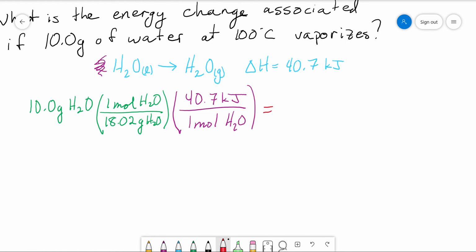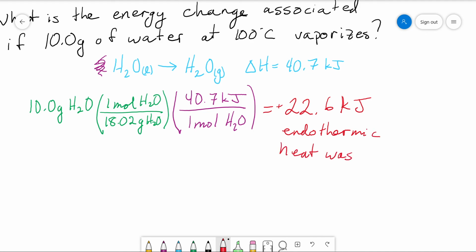And we come out with 22.6 kilojoules. And because this is a positive value, this is endothermic. So heat was absorbed. All right, we're going to do more with enthalpy, actually for the rest of the chapter.